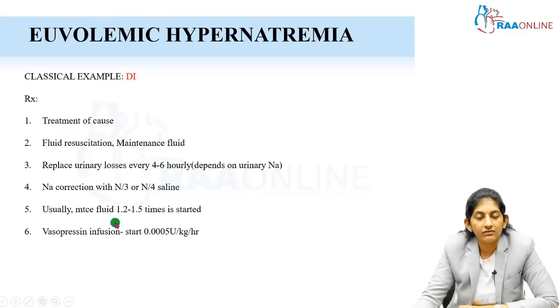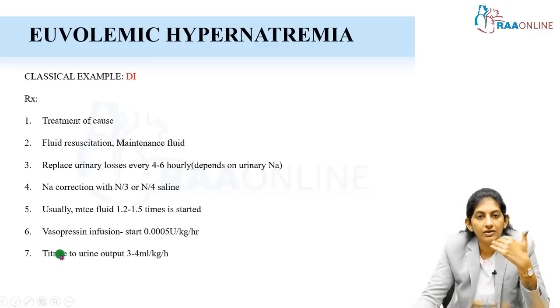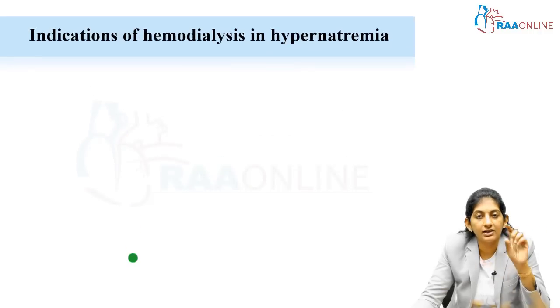You can also start vasopressin infusion, but at a very, very minimal dose, like 0.0005, which is very much less than the vasopressor dose that we give for shock. In this dosage we can start it as an infusion also, and our aim is to bring the urine output down. There will be polyuria in DI, so we titrate and bring the urine output to at least 3 to 4 ml per kg per hour. Nephrogenic diabetes insipidus treatment, we have already discussed in a separate presentation on diabetes insipidus.